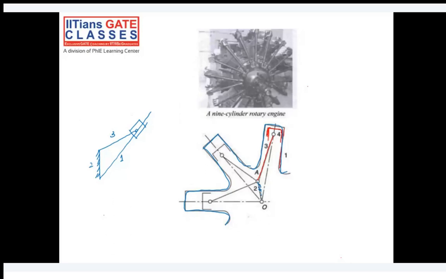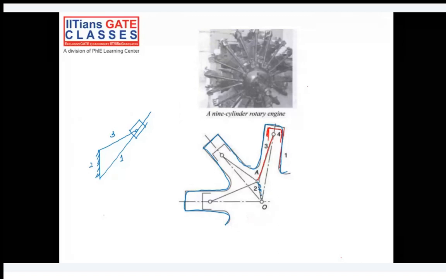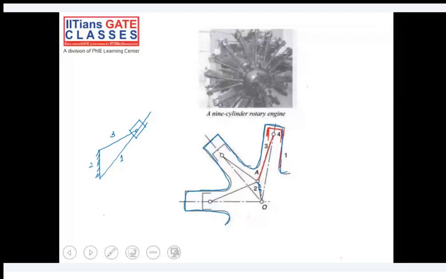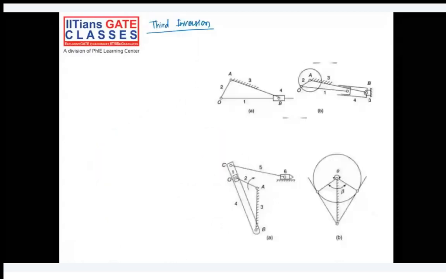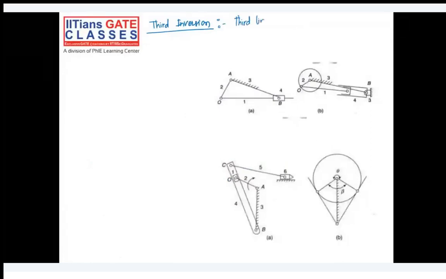So this is, let's say, a basic structure of how it will look. The applications of the third inversion are the oscillating cylinder engine, and the second application of this is the crank and slotted lever mechanism.